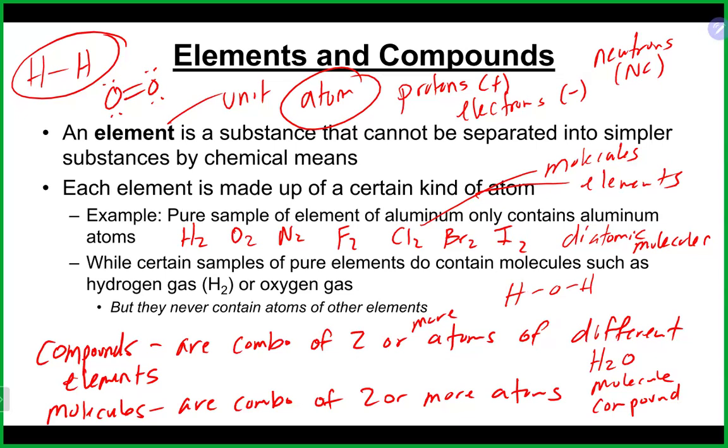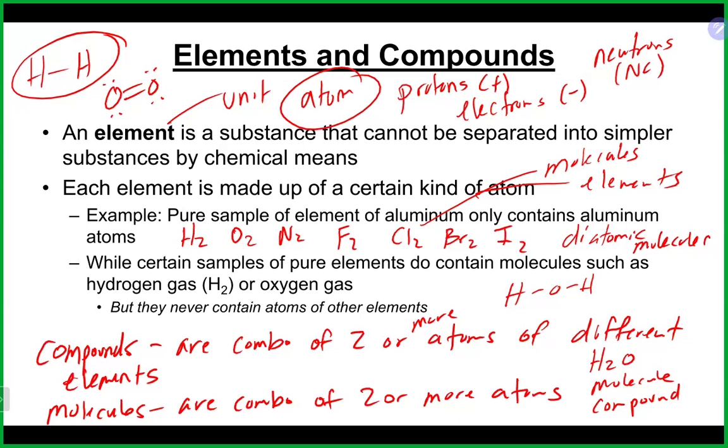So molecules you could think of as: do I have two or more atoms together? Doesn't matter if they're the same or different. That's basically what a molecule is. A compound is: I have to have at least two or more atoms, and I also have to have at least two or more elements involved. So that is the difference between those two.